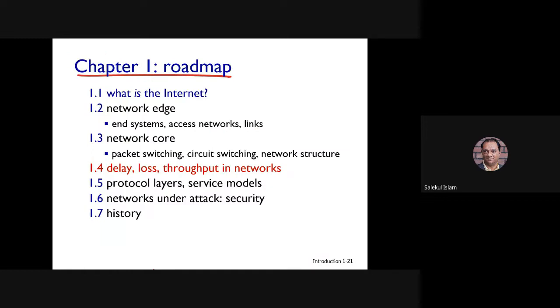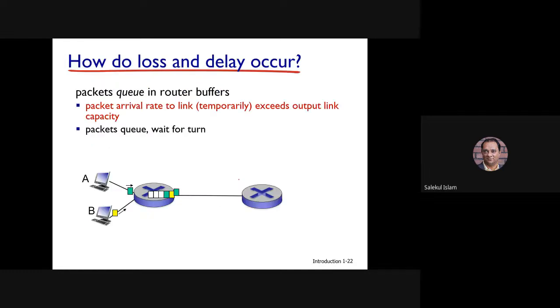Okay, now we want to look at some definitions, and these are very important parameters: delay, loss, throughput in our networks. So how do loss and delay occur? Loss and delay occur due to queuing, because we have many queues. Whenever there is a router, there is a queue. So packets queue in the router buffer.